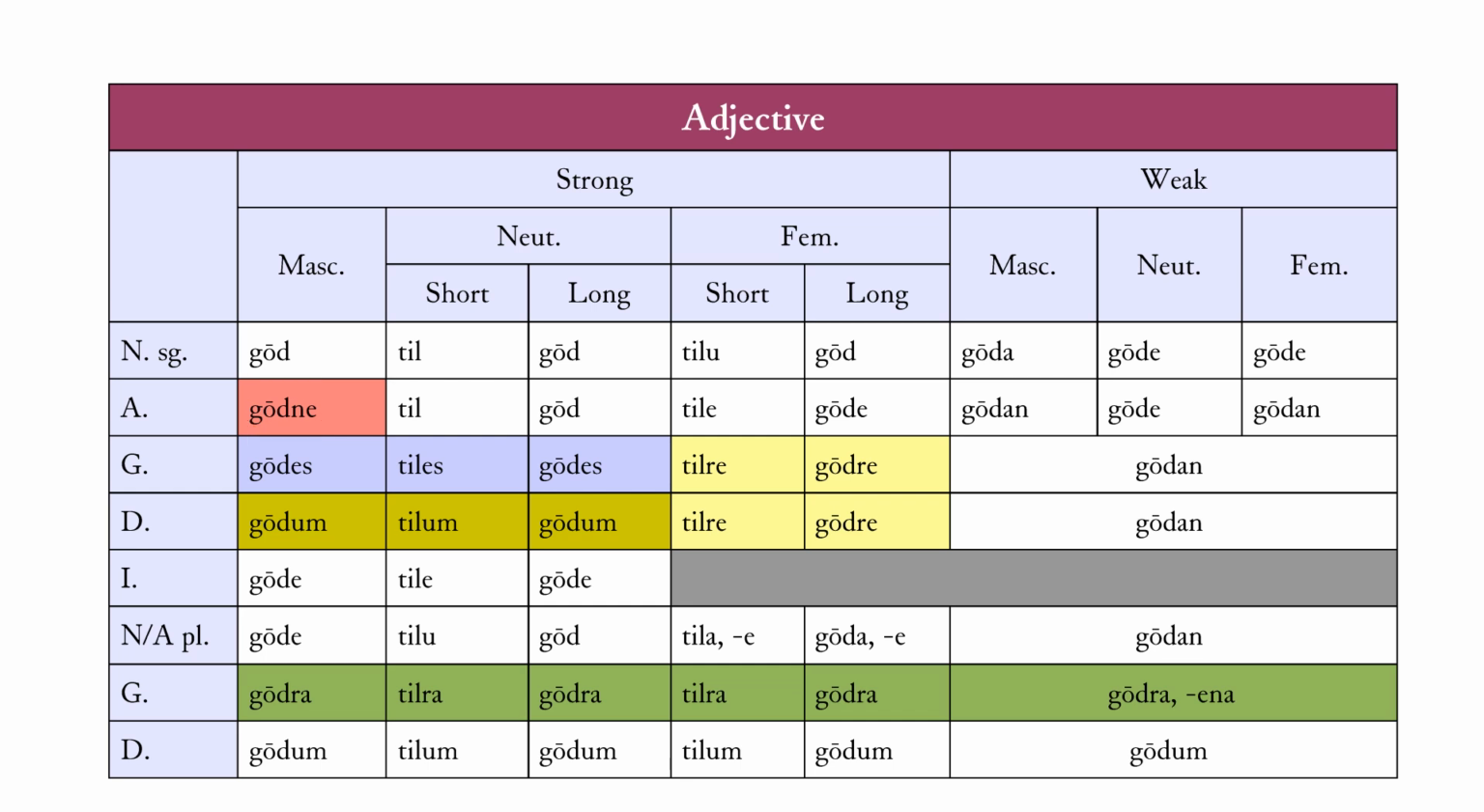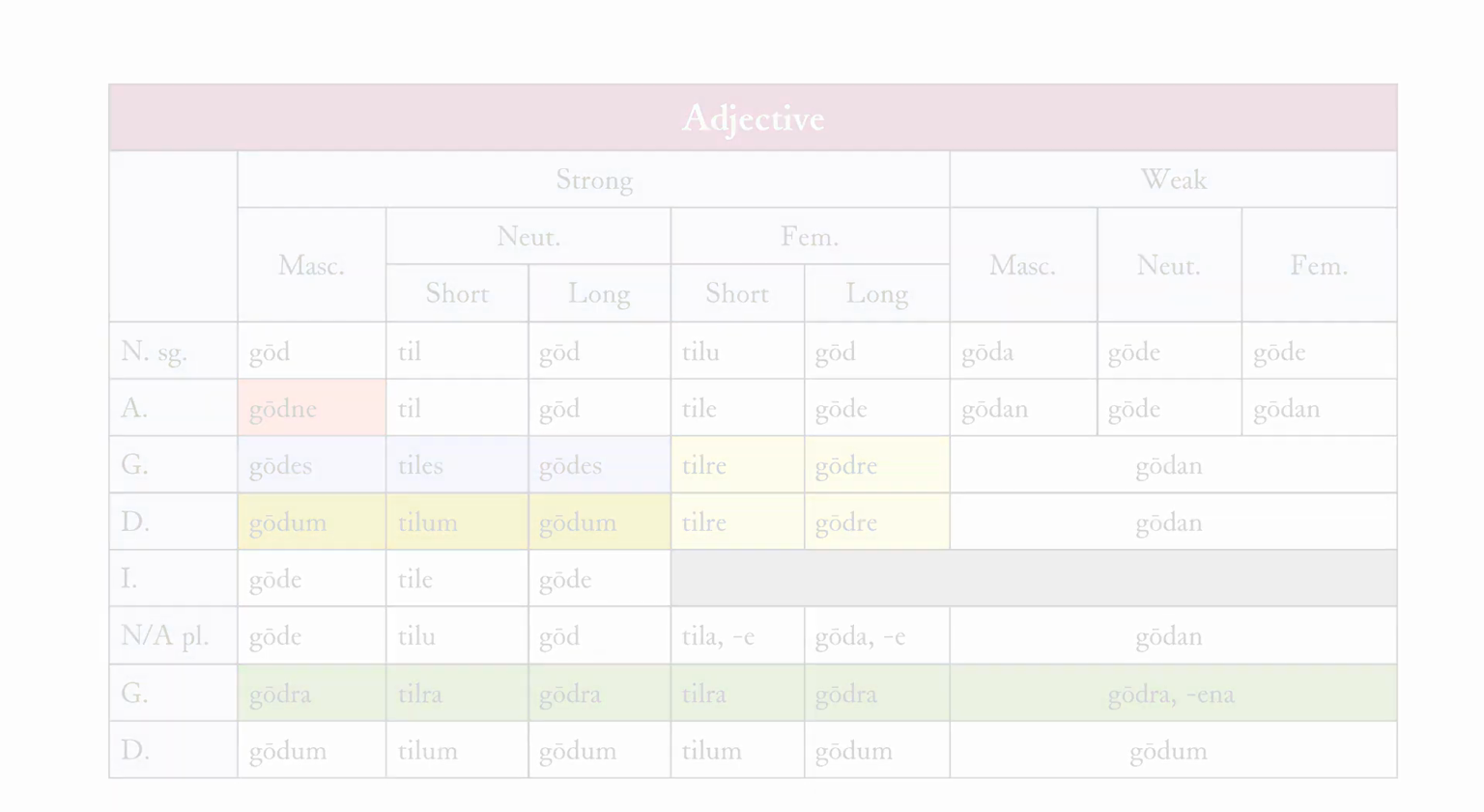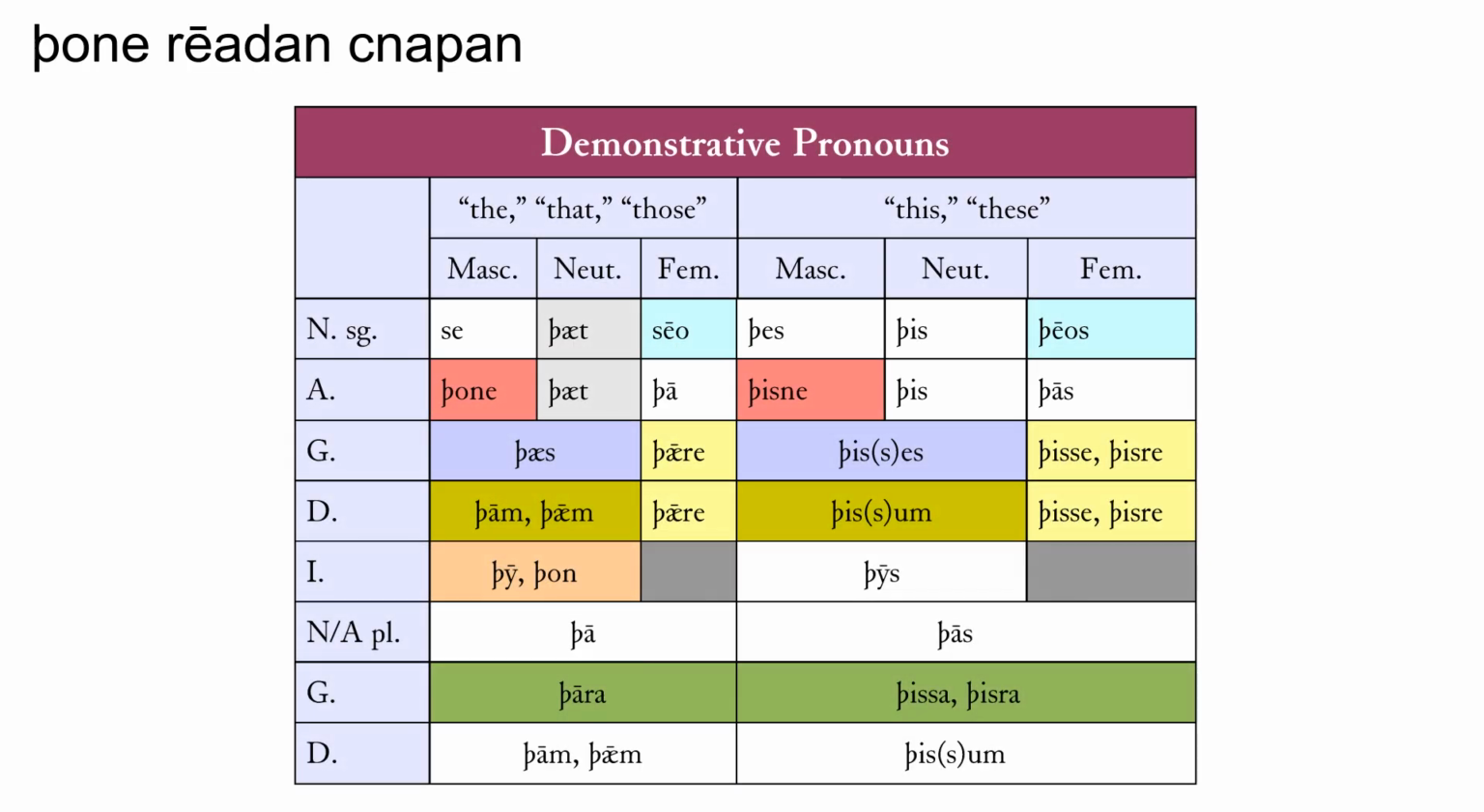Occasionally, both the noun and adjective are little informative. Consider, for instance, thone readan knapan. In this noun phrase, both the noun and the adjective are weak, and they both end in on, which means a lot of options are left open. The demonstrative pronoun, however, does reveal the information we need. We can see that thone is the form for masculine singular accusative. And therefore, if thone is masculine singular accusative, then so must readan be, and so must knapan be.